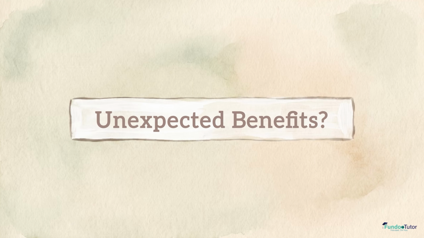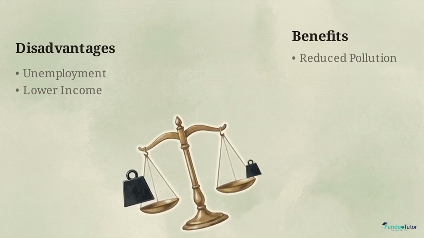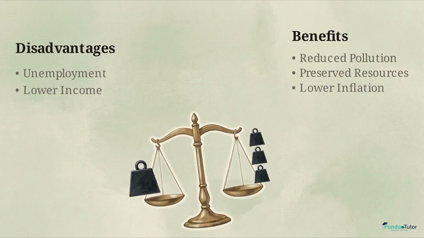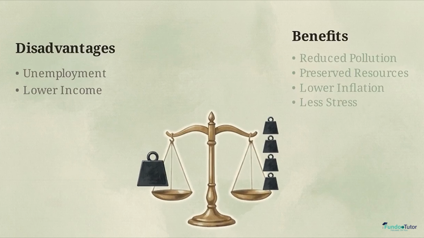Before we look at the other side, think for a second. What could possibly be an advantage of an economy shrinking? The other side of the scale focuses on the environment and quality of life. Less industrial production means reduced pollution and a slower depletion of natural resources. A slowing economy can also lead to lower inflation and less workplace stress.